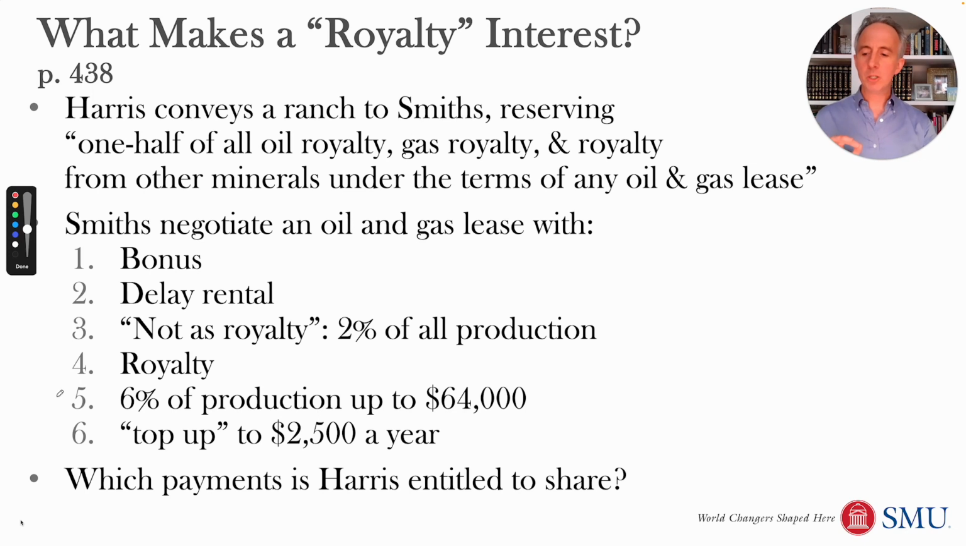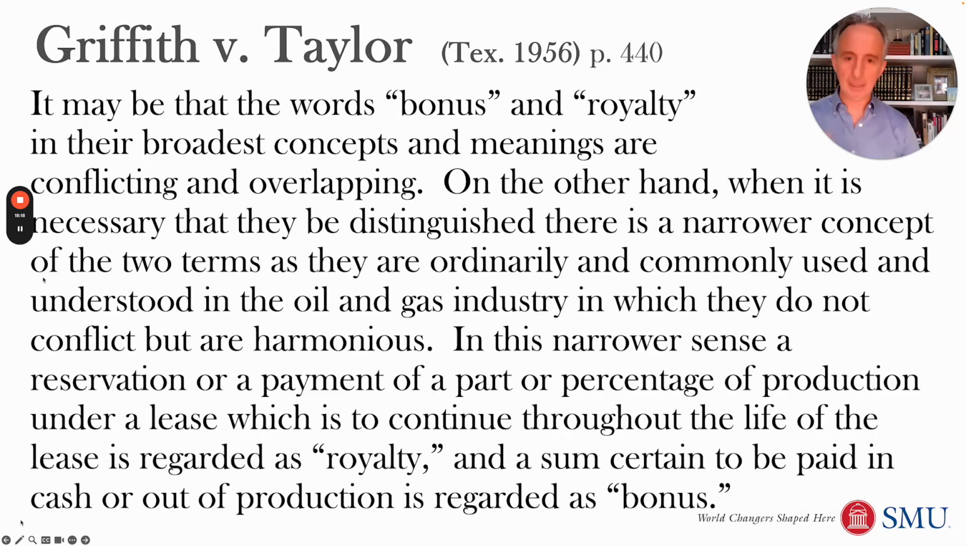Okay, now I want you to think about those other two, maybe more difficult provisions. 6% of production, so it sounds like a share of production, but only up to a fixed number, $64,000. That's interesting. Then also this sort of top up, which says if you're not giving me enough money in any given year, you have to give me at least $2,500 for that year. So interesting question.